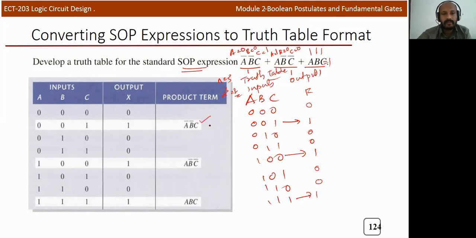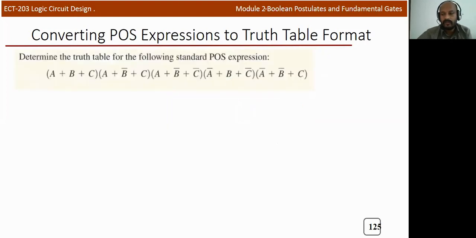So here you can see that A bar B bar C, A B bar C bar, and A B C. In all other terms, you will get 0. Okay, so this is the truth table representation of SOP. Now we'll go for POS, a similar case in POS.